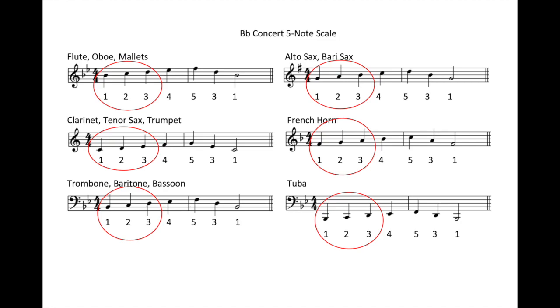In the B-flat concert five-note scale, these three notes are known as scale degree 1, scale degree 2, and scale degree 3. For this exercise, we'll be improvising with all three of these notes.